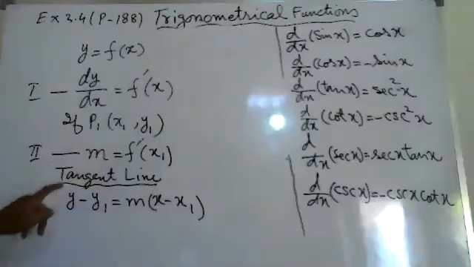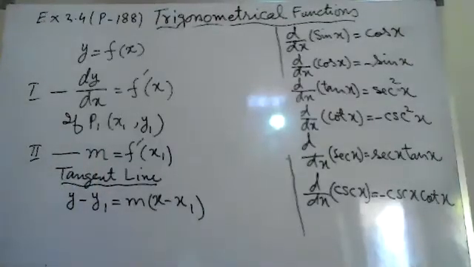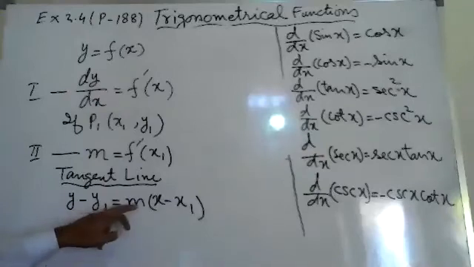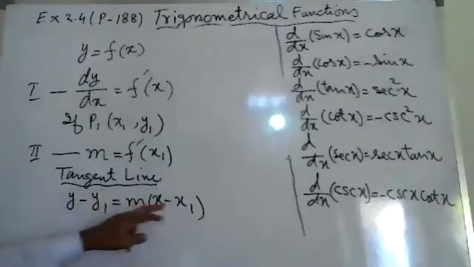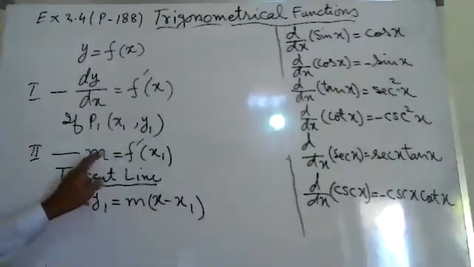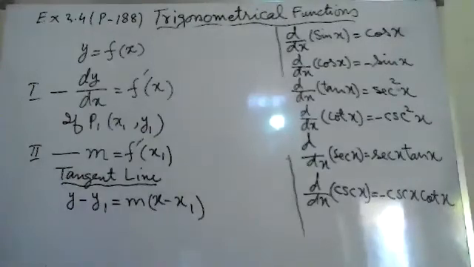Now we will use the formula to find the equation of the tangent line. y minus y1 is equal to m into x minus x1. x1, y1 will be the point which is given, and m which we have found by taking the derivative. This will be the equation of the tangent line. We will simplify this one to find y is equal to something. In the same way, we will find the equation of the normal line.